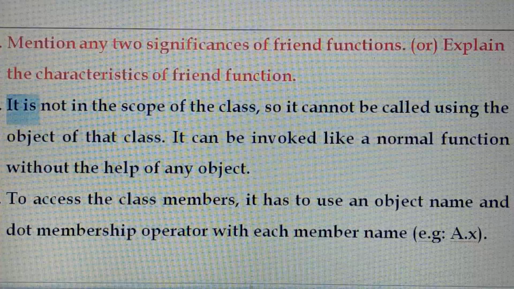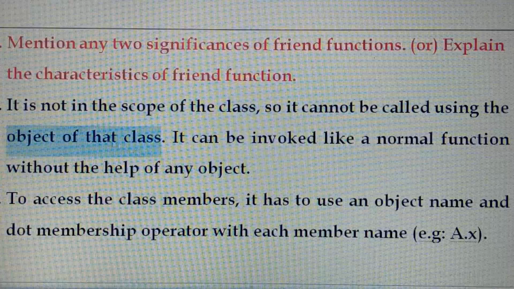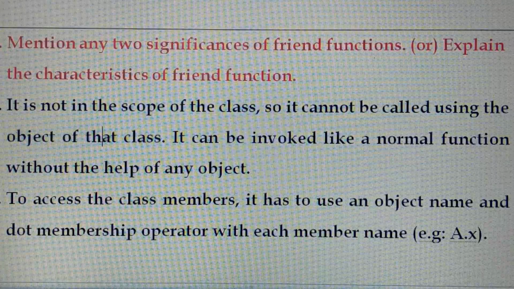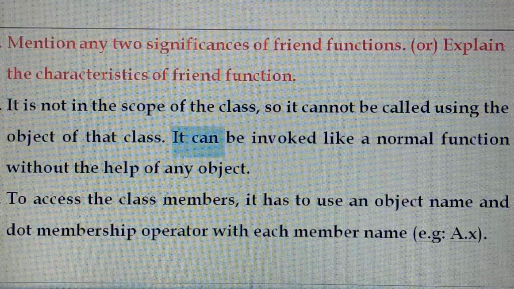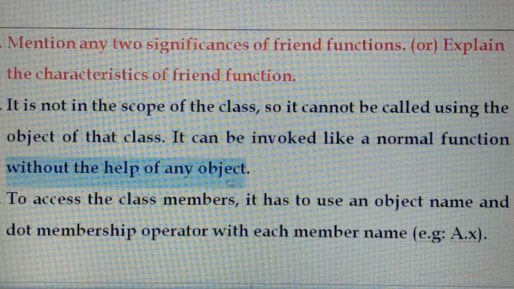A friend function is not in the scope of the class, so it cannot be called using the object of the class because it is only a friend. It is not a member of that class, so we should not use the object for calling this function. It can be invoked like a normal function without the help of any object.